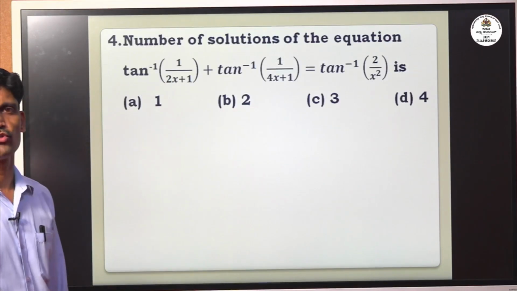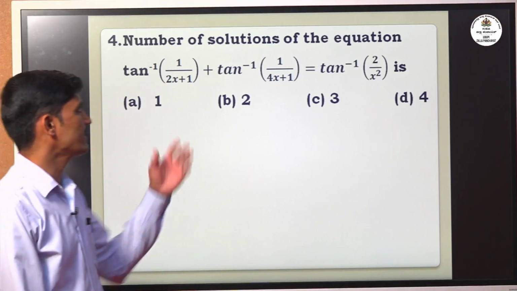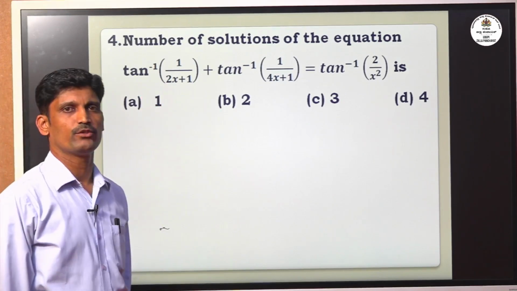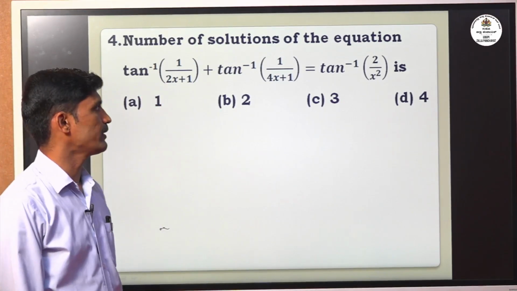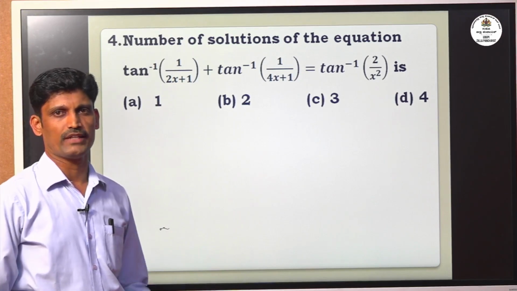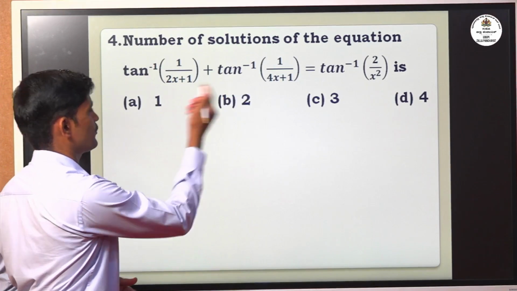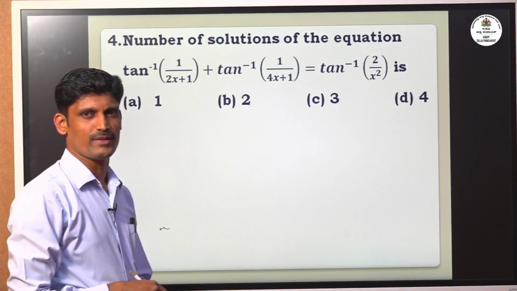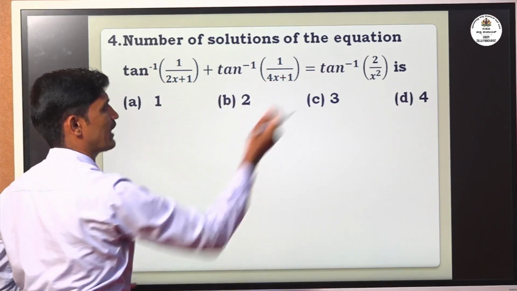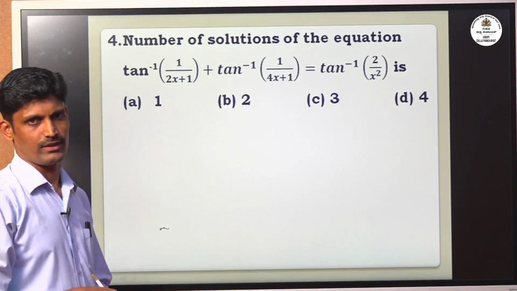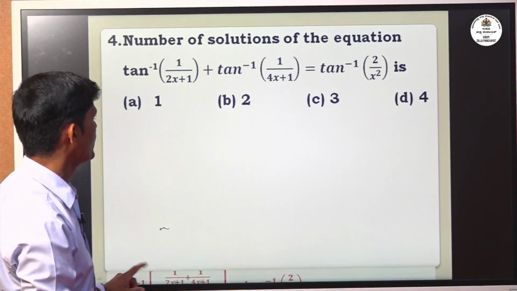The number of solutions of the equation. They have given the equation tan inverse of 1 by 2x plus 1 plus tan inverse of 1 by 4x plus 1 equal to tan inverse of 2 by x square. How to find the value of x? You know, this is a simple tan inverse x plus tan inverse y formula. Tan inverse x plus tan inverse y formula is used here.